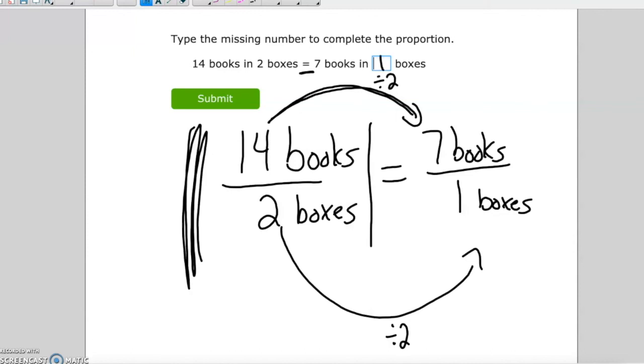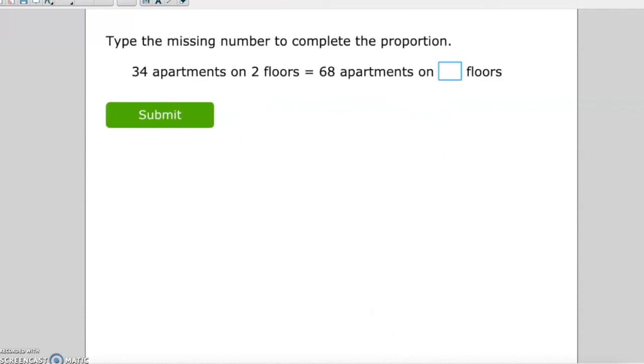Oh, come on, IXL, don't you know grammar? It's 1 box. Oh, IXL, I tell you. Mrs. Andrew would not be happy with your grammar right now. Okay, does that make sense how we did that? I hope so. So let's try this one.